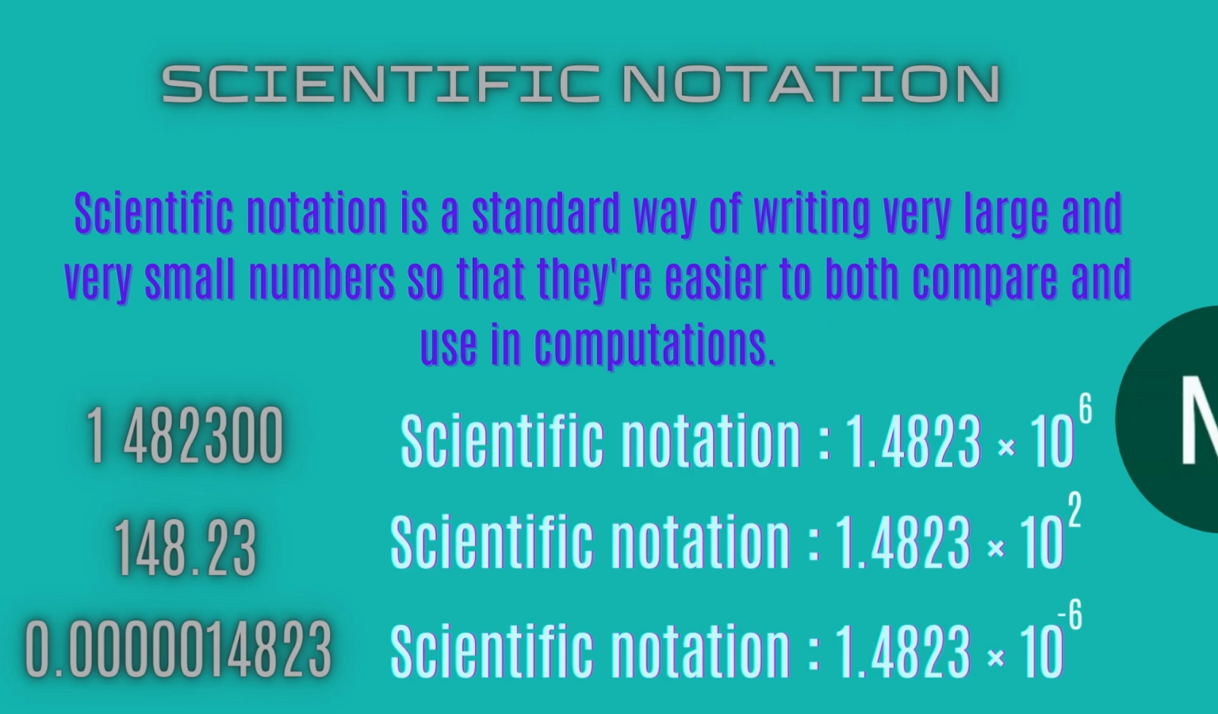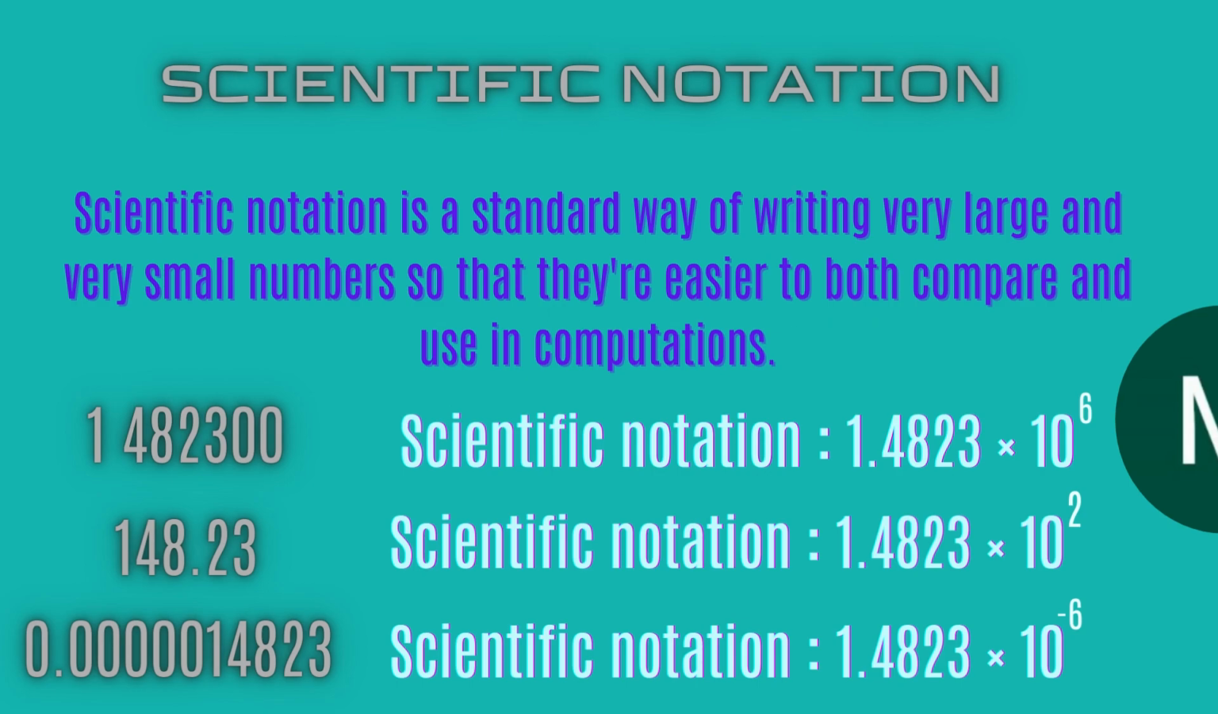Basically, what we want to do is make a decimal number from this number. In this case, when you have a big number, you are going from the right to the left side and putting the decimal point. So you will see here that you will get 1.4823, which means that from right to left we moved 6 places. This is the reason why you have times 10 to the power of 6.